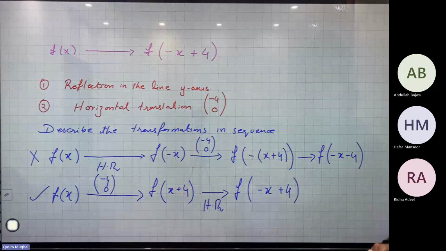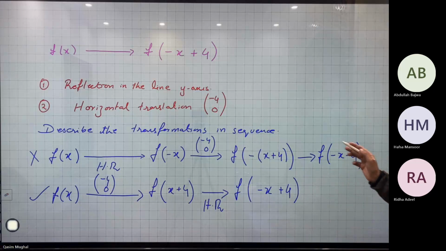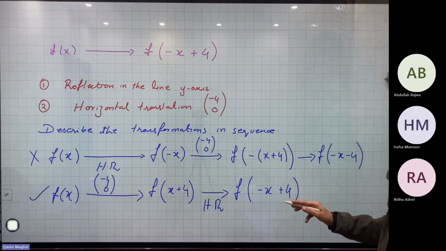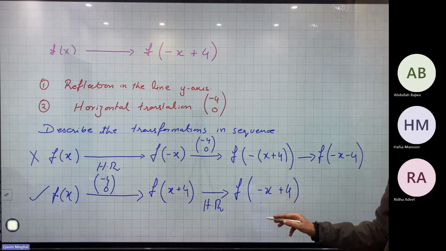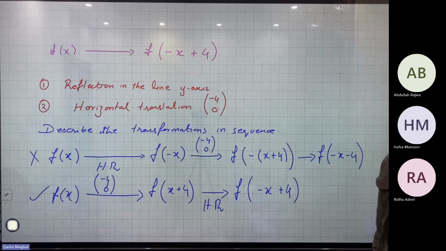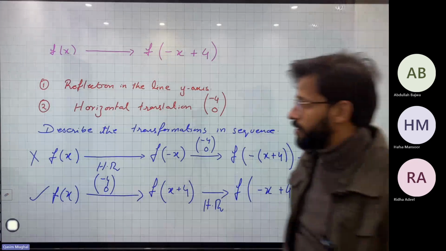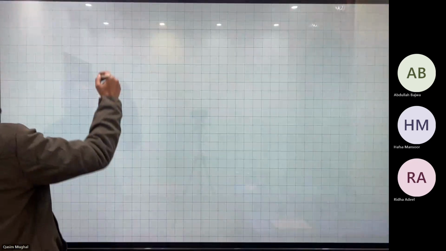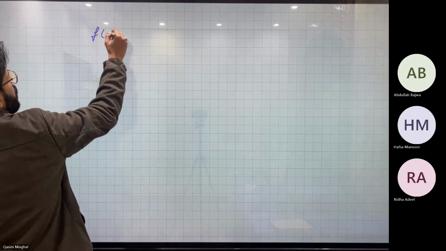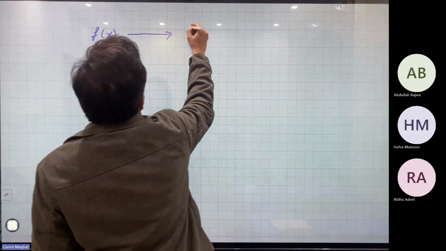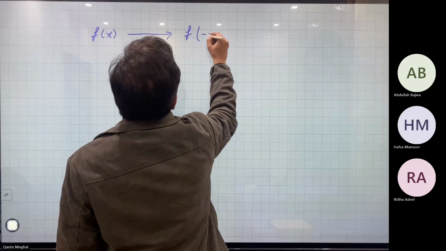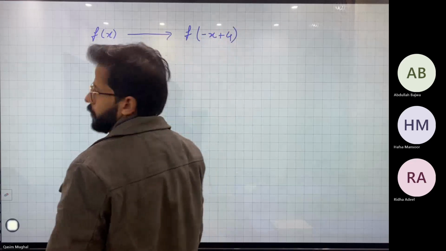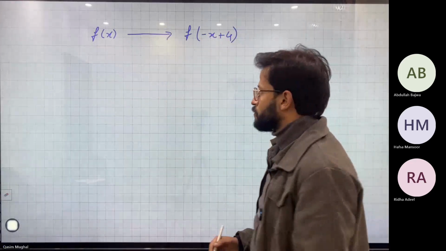If we do the reflection first and then do the translation, we will end up with the wrong function. Okay. And if we do the translation first and then the reflection, we will get the correct transformation. Now let's see. Let's apply this on a graph and test this. So I was saying, this is what I need. Minus x plus 4.